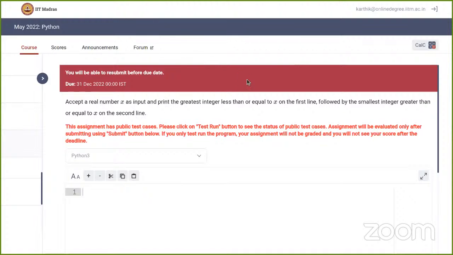Yeah, so those who have done, maybe you can paste your code in chat, and I'll maybe take up things one by one.